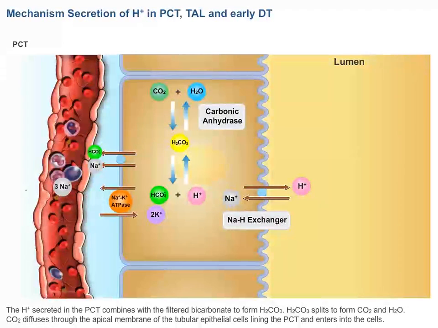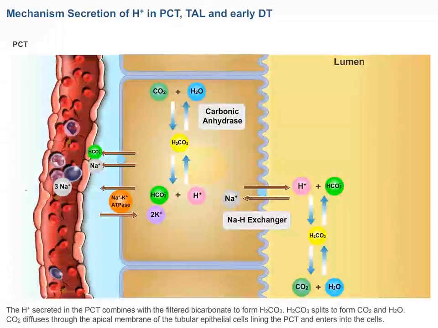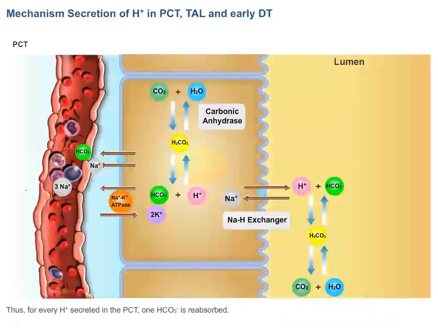The H+ secreted in the proximal convoluted tubule combines with the filtered bicarbonate to form carbonic acid. Carbonic acid splits to form carbon dioxide and water. Carbon dioxide diffuses through the apical membrane of the tubular epithelial cells lining the proximal convoluted tubule and enters into the cells. Thus, for every H+ secreted in the proximal convoluted tubule, one bicarbonate is reabsorbed.